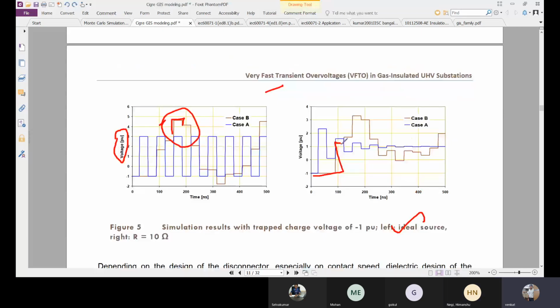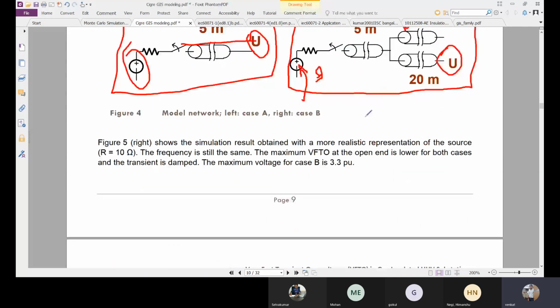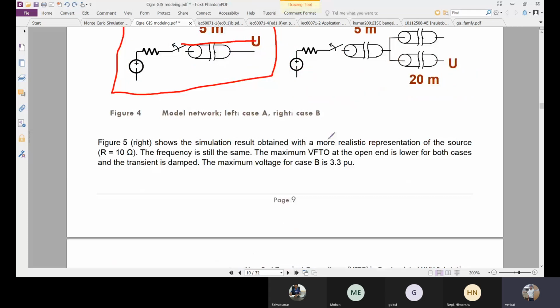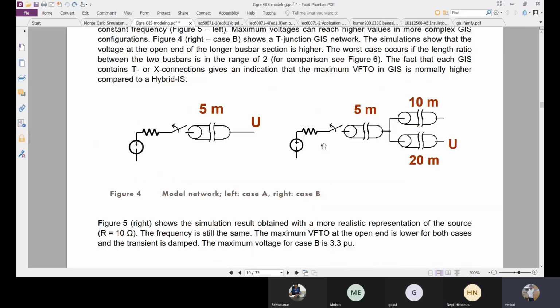Here can you see the difference? Here the rise voltage is in the range of 4 to 5, but here it is in the range of 3.5 to 4 per unit only. This is one of the main things which we have to take into consideration while we are modeling the gas insulated substation for the VFTO studies. These are some basics before going into the modeling perspective of VFTO.